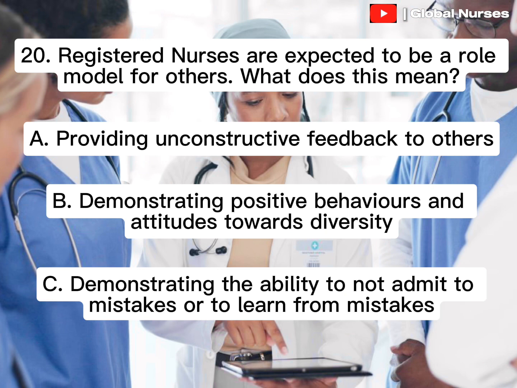20. Registered nurses are expected to be a role model for others. What does this mean? A. Providing unconstructive feedback to others. B. Demonstrating positive behaviors and attitudes towards diversity. C. Demonstrating the ability to not admit to mistakes or to learn from mistakes.